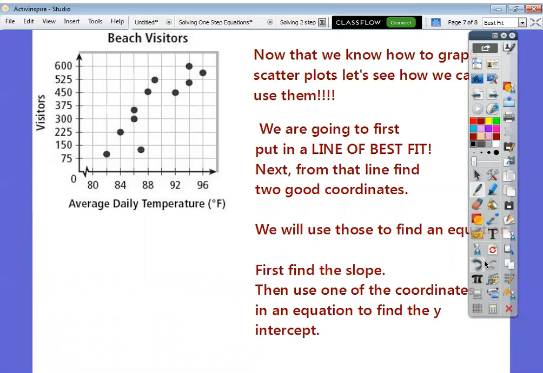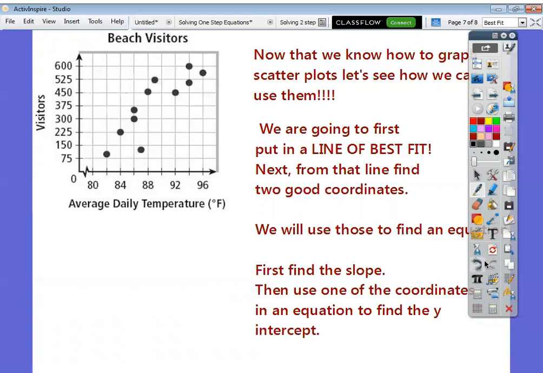And I want to be able to find out some information that if I were to continue this, if it got to be like 100 degrees, about how many visitors I might have, okay? Or vice versa, it could be anything.